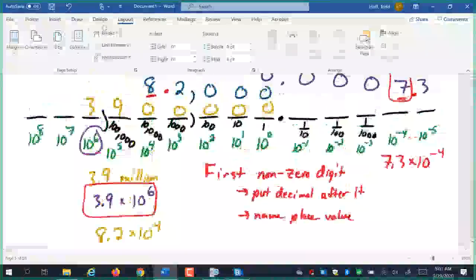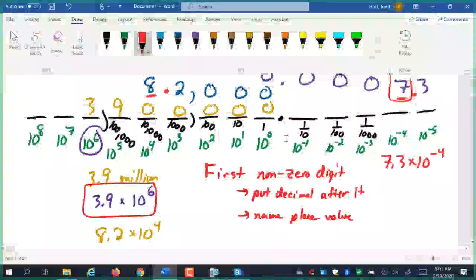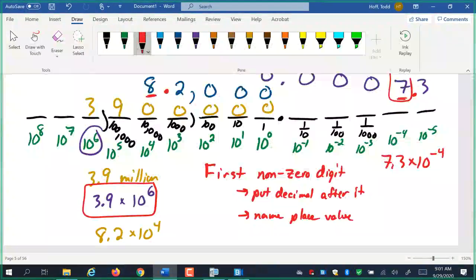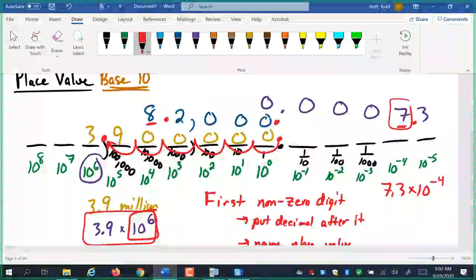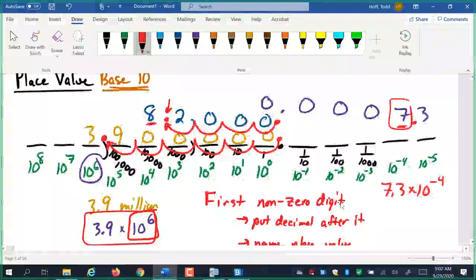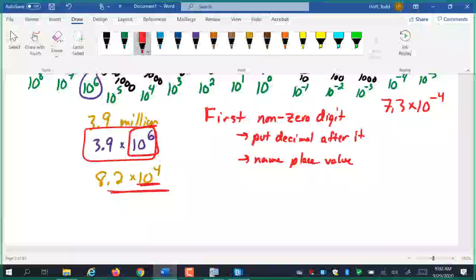Well, obviously, we don't want to have to draw out the place values like this when we convert our numbers. So let's look at what happened here with the 3.9 million. The decimal point on that started out right here, and we moved it over to here. It had to go 1, 2, 3, 4, 5, 6 decimal places. Notice the power of 10 is 10 to the 6th. For 82,000 here, the decimal point started here, and it went to there. It had to go 1, 2, 3, 4 places. Notice 8.2 times 10 to the 4th. That power of 4 corresponds to having moved 4 decimal places.